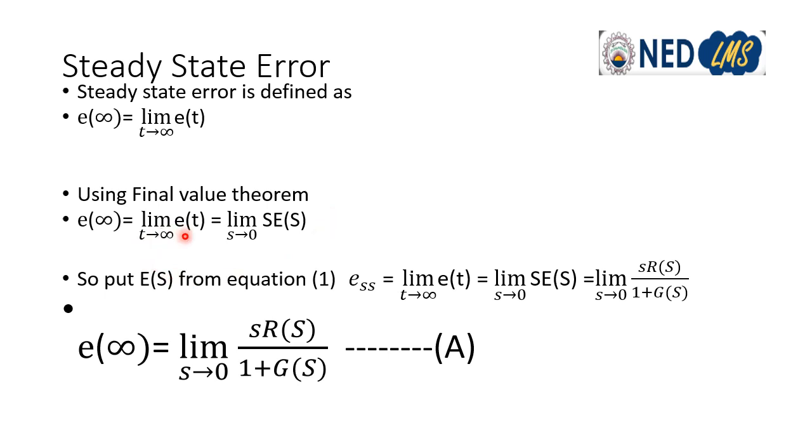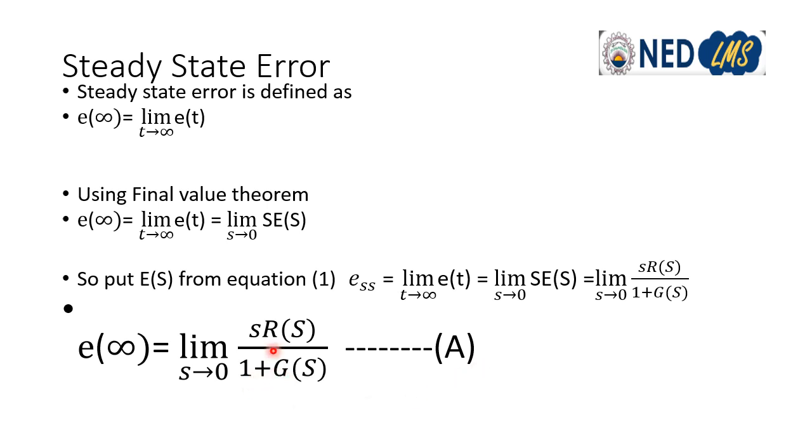When we apply the final value theorem, we put in the value of E(S) from equation number 1, which we discussed in the last slide. So S times E(S), where S is the multiplier and E(S) is R(S) upon 1 plus G(S). The steady state error in the S domain becomes limit S tends to 0 of S times R(S) upon 1 plus G(S), and we mark this as equation A.